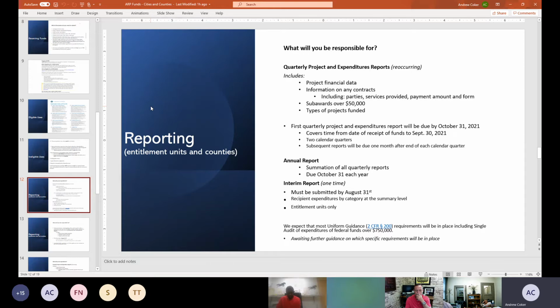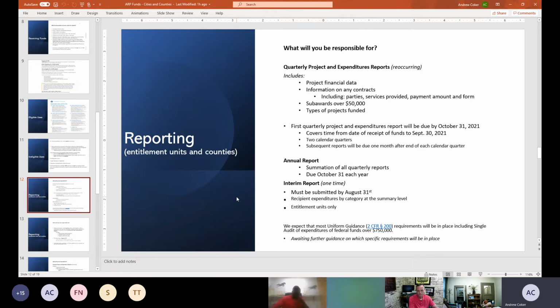What we're going to see here is just submitting project financial data, information on any contracts, parties, service provided, payment amount, and form. Any sub awards over $50,000 will be reported here, as well as just the general types of projects funded and short summaries about what each project is. So the first one here, they're going to skip 1 quarter and then make the first quarterly project and expenditures report due by October 31st of 2021. This is going to cover the time from date of receipt to September 30th, 2021.